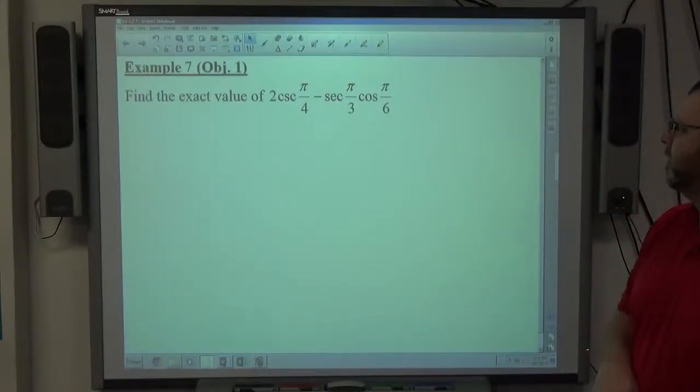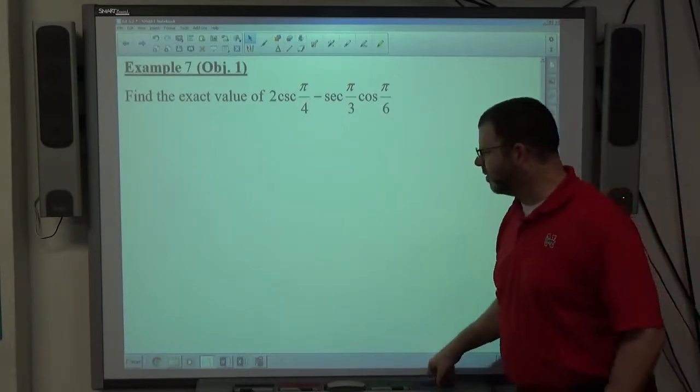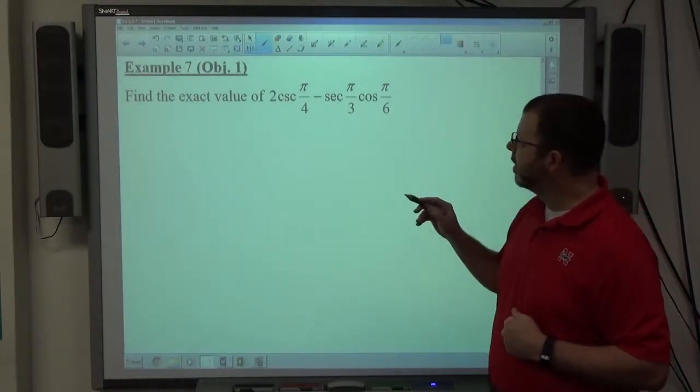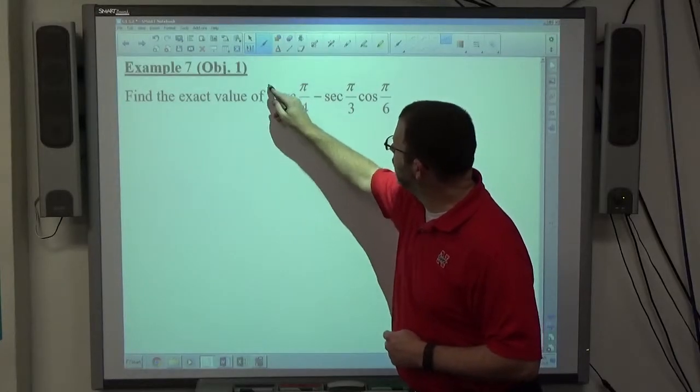Okay, example 7: 2 cosecant of pi over 4 minus secant of pi over 3 cosine of pi over 6. First thing you want to be careful of here is the structure of things. Make sure that you're getting the proper things happening. So 2 is being multiplied by cosecant of pi over 4.